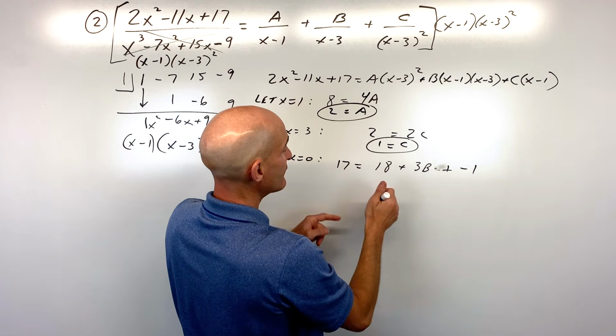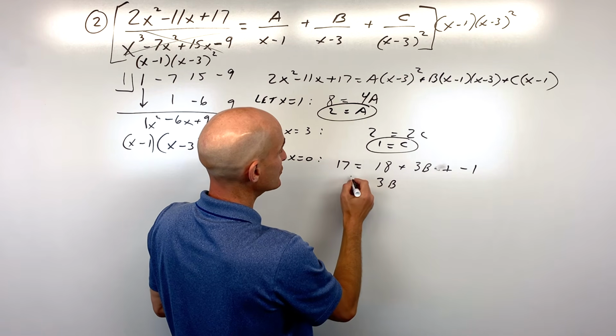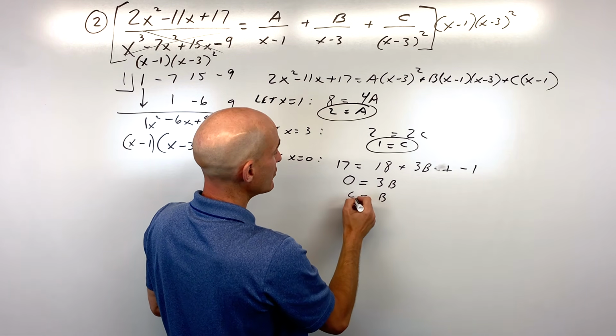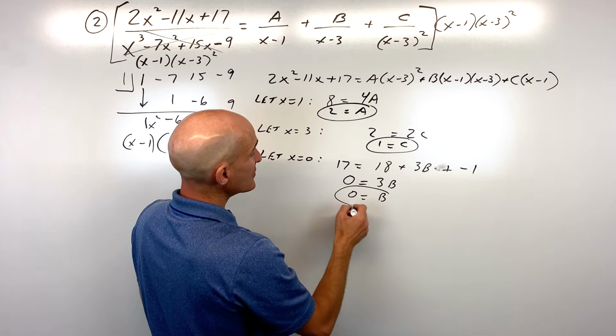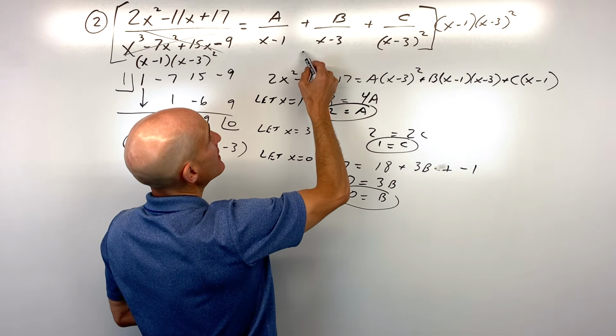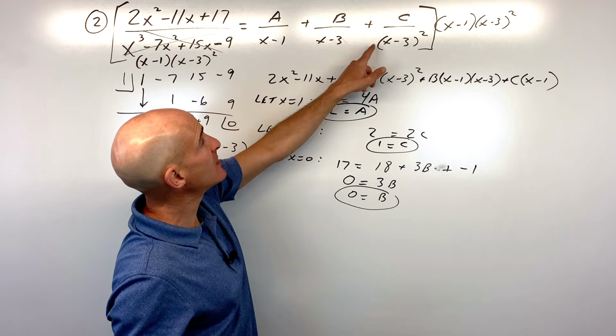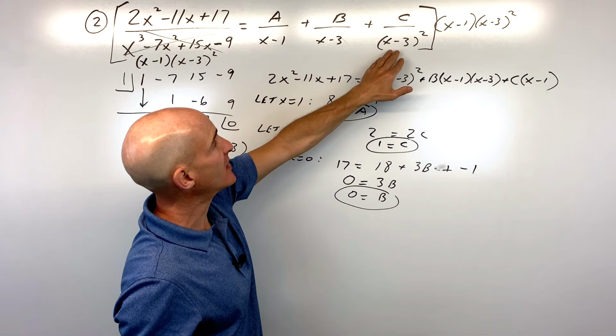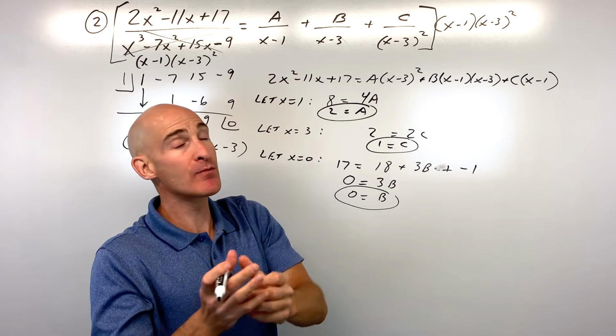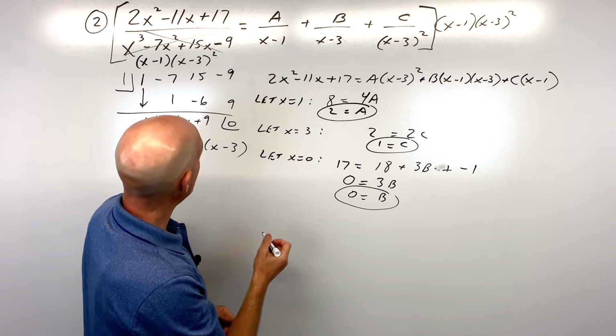So if we subtract 17 from both sides, we get 3b is equal to 0. Divide both sides by 3, and we get b is equal to 0. And so that's kind of interesting. In this particular one, this term is just 0. We didn't actually have that term. Sometimes you will have an x minus 3 and an x minus 3 squared term, so you want to make sure you consider both of those cases. But let's go ahead and write our final result.